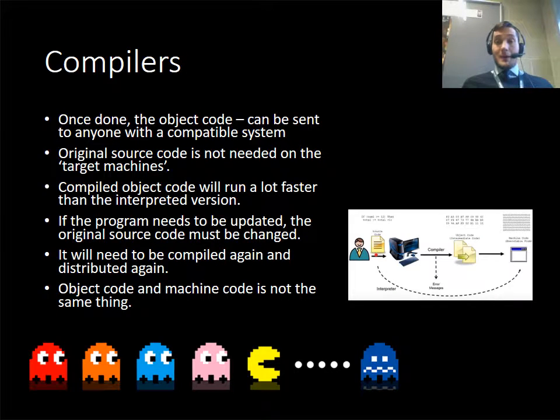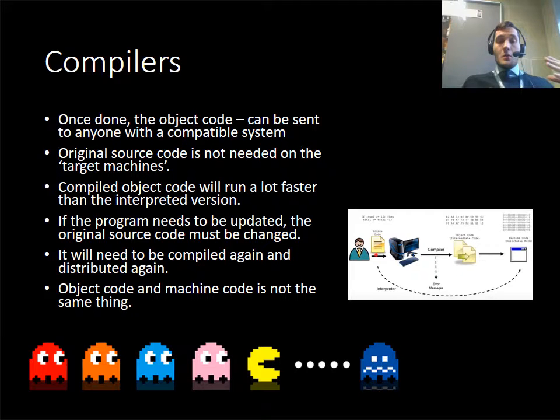The good thing about it is that you don't need to have the original source code anymore to run the program because you can just distribute the object that has been made. And it runs a lot faster than interpreted because it doesn't have to run through every line of code. It's already produced the program that you need. The only problem is if you do an update on that program, what you're going to find is doing that update means you've got to have the original source code.